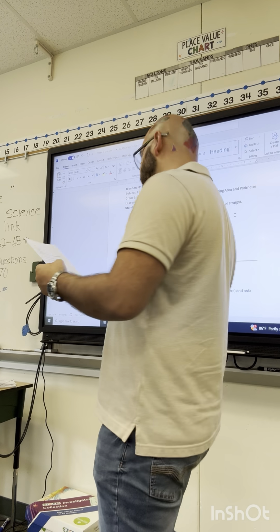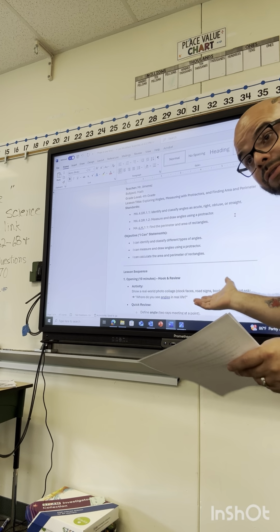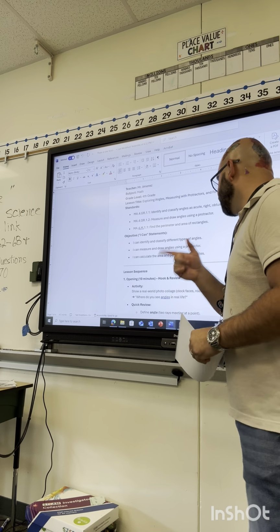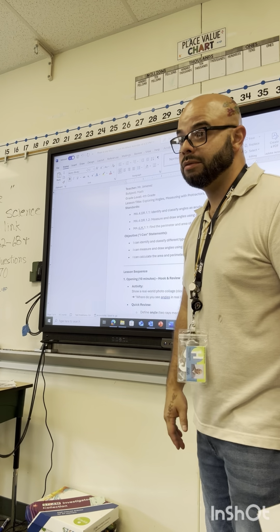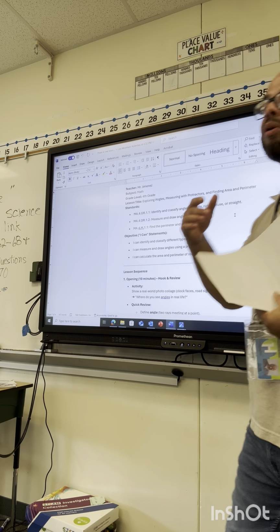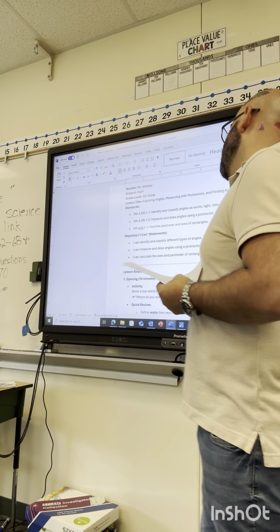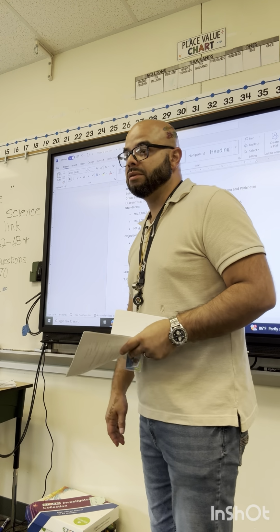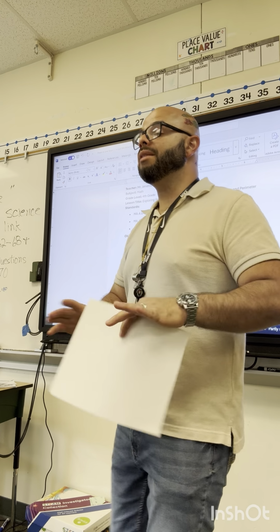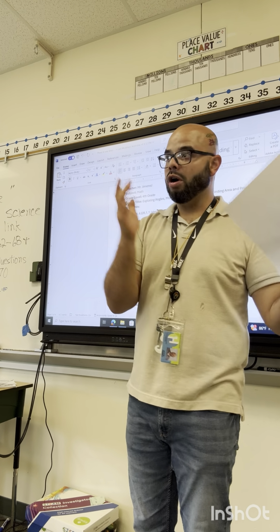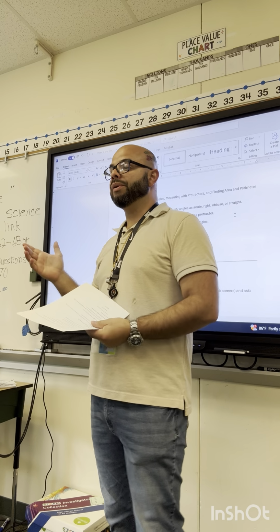So again, our objective today: hopefully by today, I can identify and classify different types of angles. I can measure and draw angles using a protractor. And I can calculate the area and perimeter of a rectangle. These are the main things that we're going to work on in topic 13. We're going to start working all the way through it.